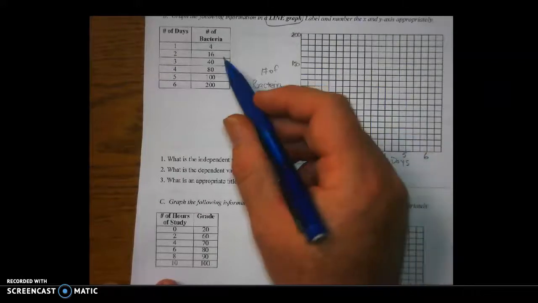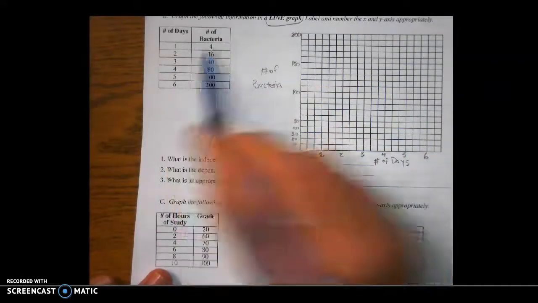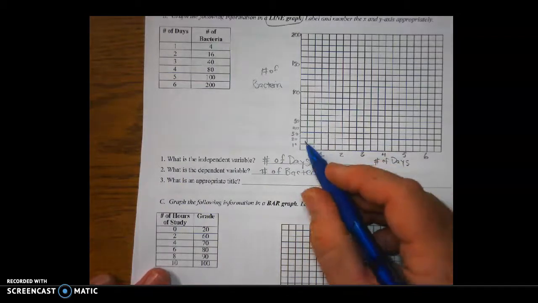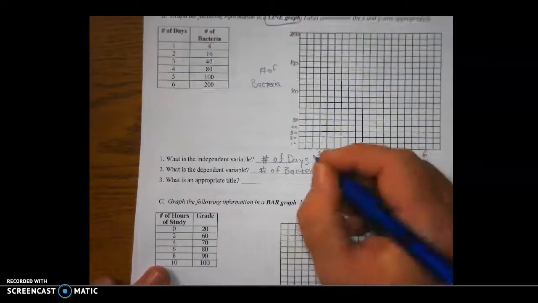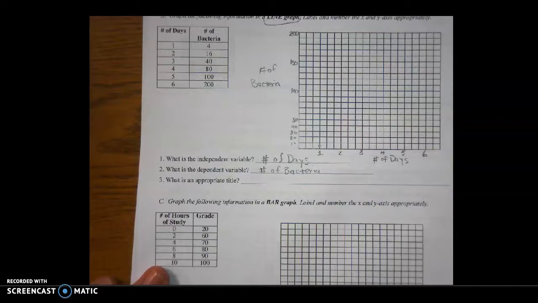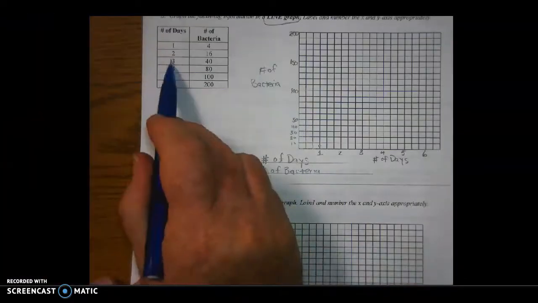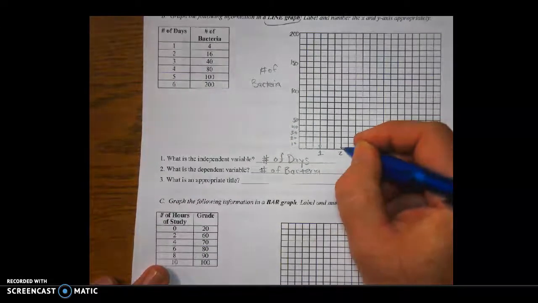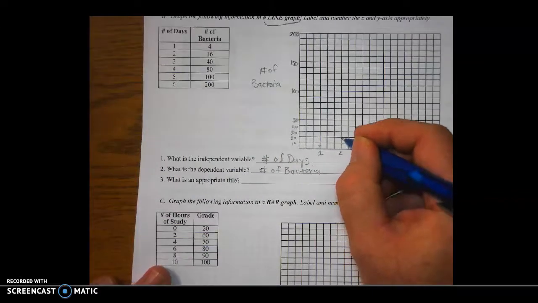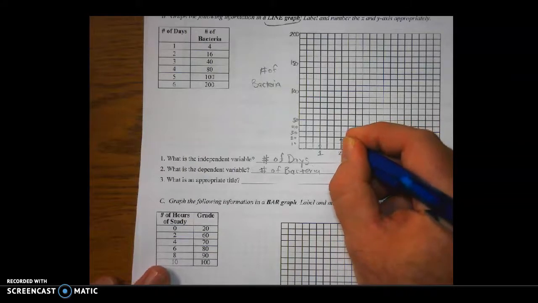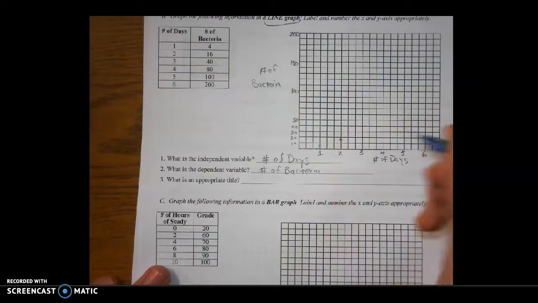So the first data point is 4, and each of our blocks is 10. So we're going to go about halfway. 4 is almost half of 10. So right about here, we're going to draw our dot on our graph. And then after 2 days, we've got 16 bacteria. So we're going to go to our number 2. There's 10, there's 20, 16. Again, about halfway in between. We're going to draw a point right there.